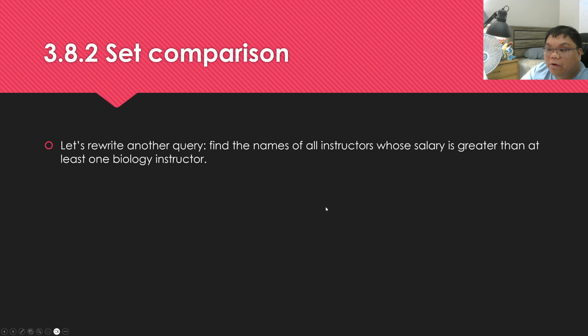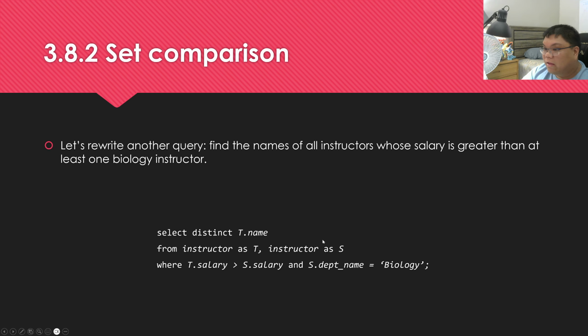Let's rewrite another query. This was one of the queries from the previous set of slides. Find the names of all instructors whose salary is greater than at least one biology instructor. Select distinct T.name from instructor as T, instructor as S, where T.salary is greater than S.salary and S.department name equals biology.